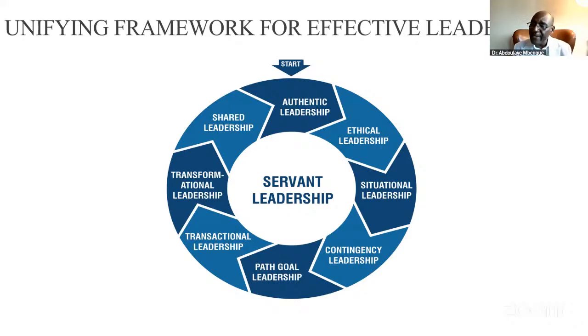Share leadership. No, you cannot do it all by yourself. That leadership must be shared. Leadership must be rotated within the group. You need to empower everybody.